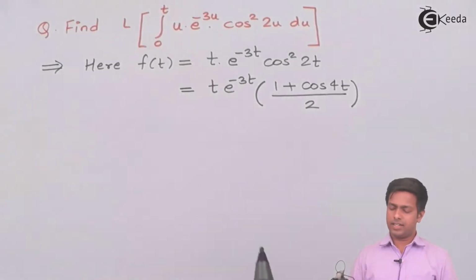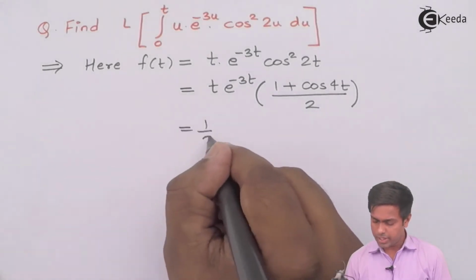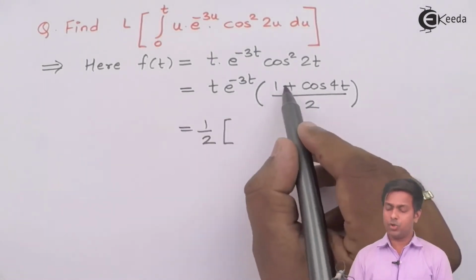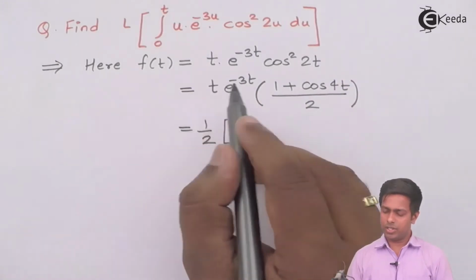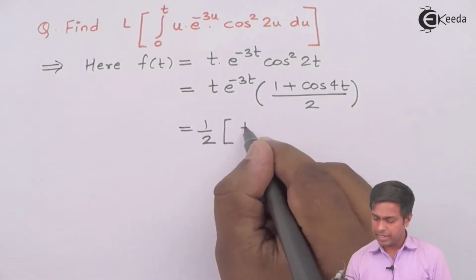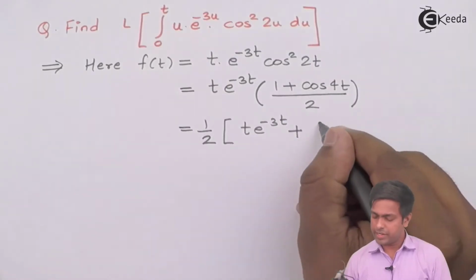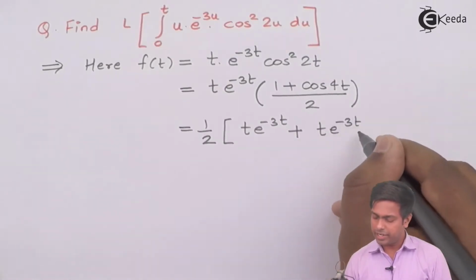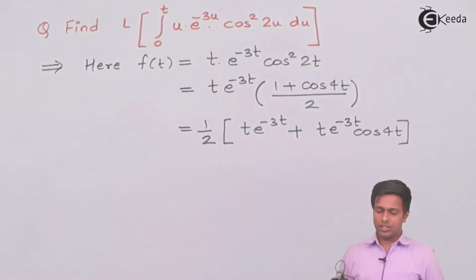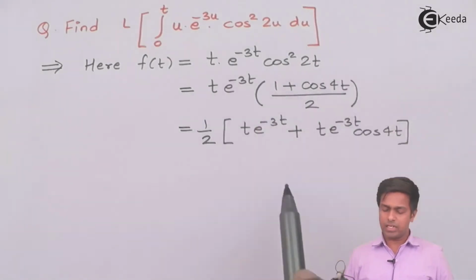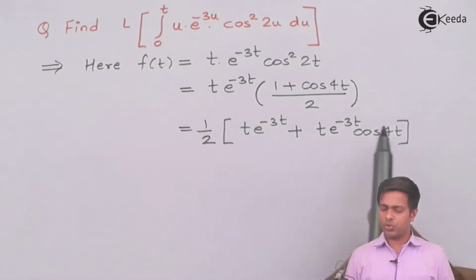Now guys, after this 1 by 2 is a constant, I'll take it outside. So 1 upon 2 outside, and I'll multiply this numerator with t e to the power minus 3t. So this will become t into e to the power minus 3t plus t into e to the power minus 3t into cos of 4t. So I've simplified this given function, and now to find out Laplace of f of t, we can find out Laplace of these two different functions.